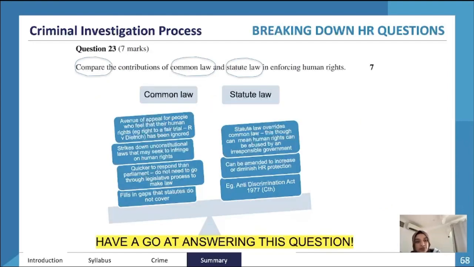Compare the contributions of common law and statute law in enforcing human rights. So common law versus statute law, you want to be able to identify both sides and then be able to distinguish and compare the two, right? So common law, what sorts of things do we look at? Statute law, what sorts of things do we look at? I've got some pointers there, but I will just let you have a go at answering this question in your own time using those notes, and continue that process, making sure that you are referring to the correct HSC verbs as well.